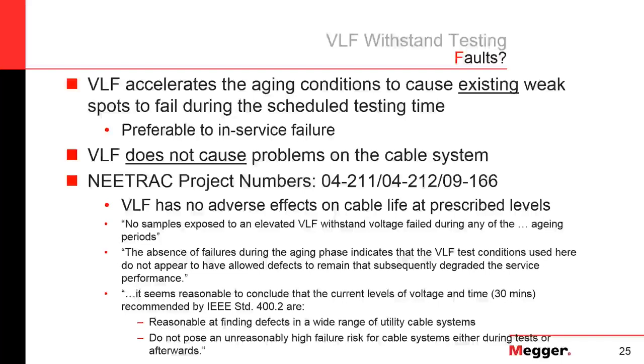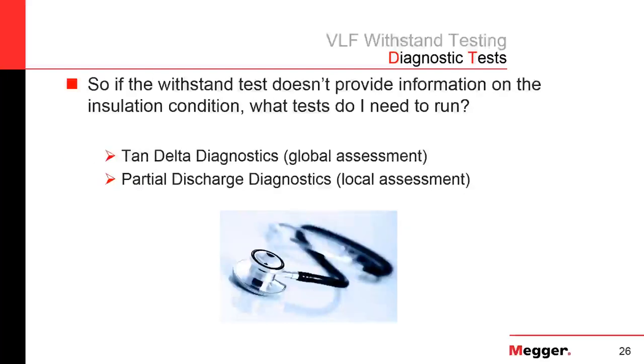And I particularly like the quote at the bottom there. It seems reasonable to conclude that the current levels of voltage and time recommended by IEEE are reasonable at finding defects in a wide range of utility cable systems and do not pose an unreasonably high risk of failure for cable systems either during the test or afterwards.